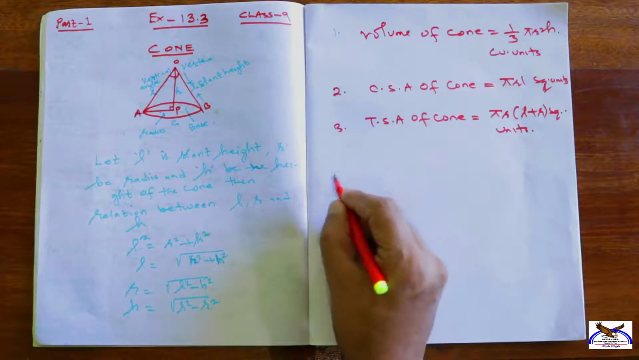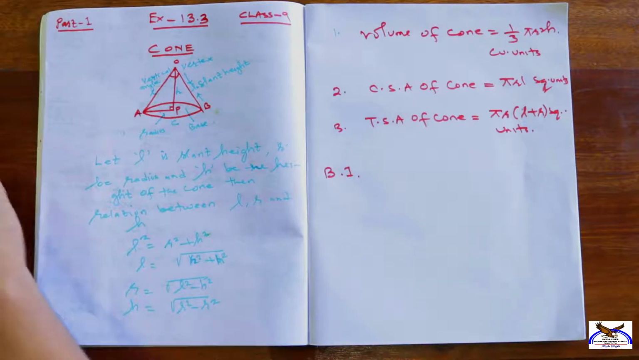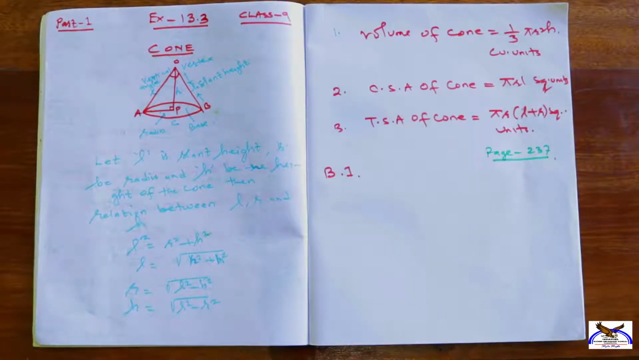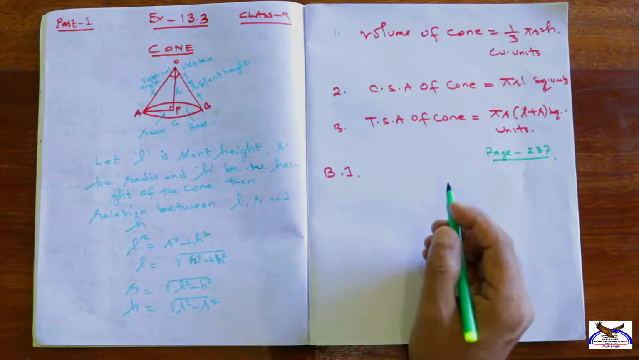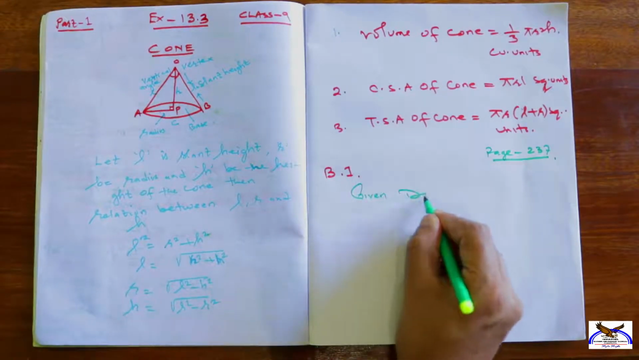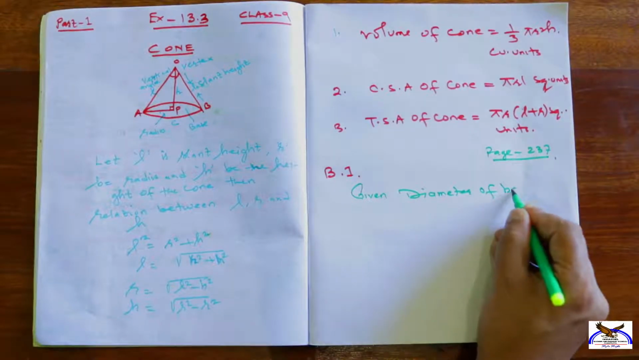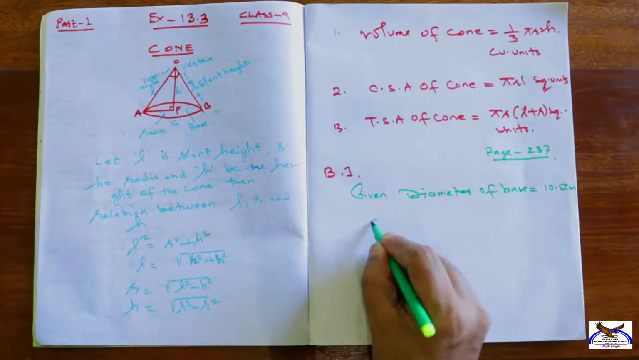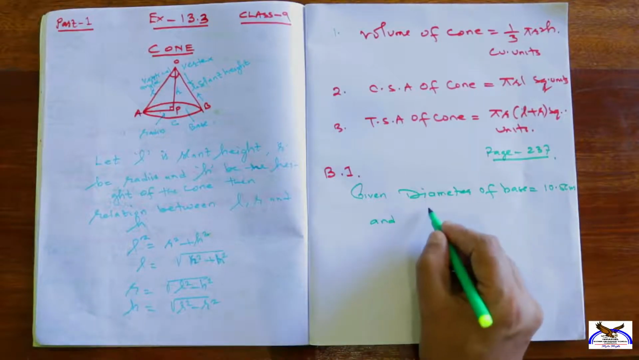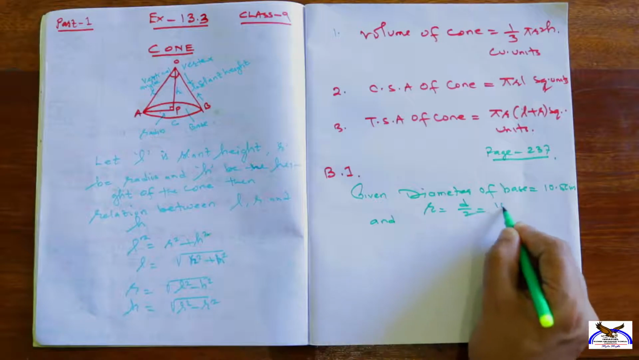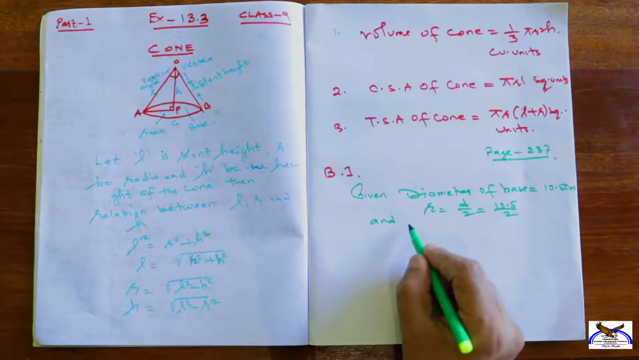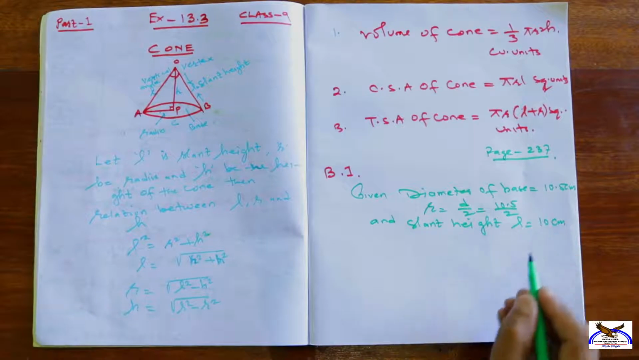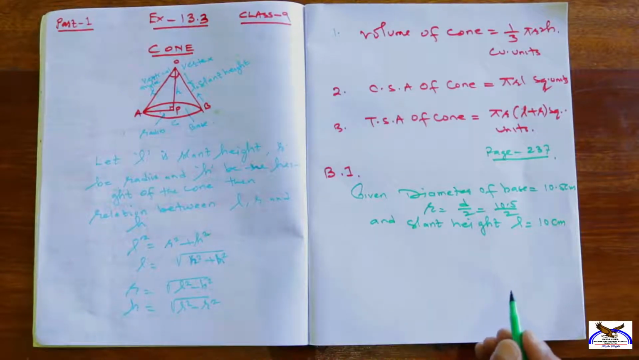So, the diameter of the base is given as 10.5. You can find the radius. Radius is half of the diameter, so that is 10.5 by 2. Slant height L is given as 10 centimeter. You are supposed to find the curved surface area of the cone.